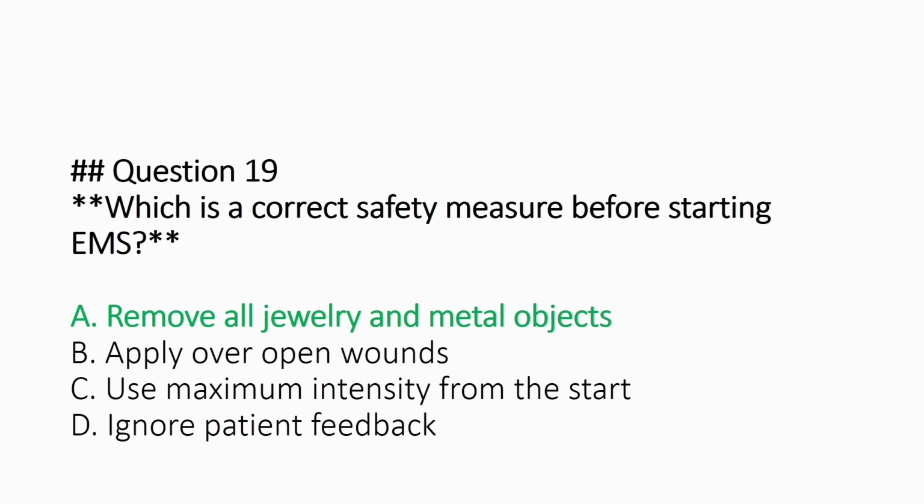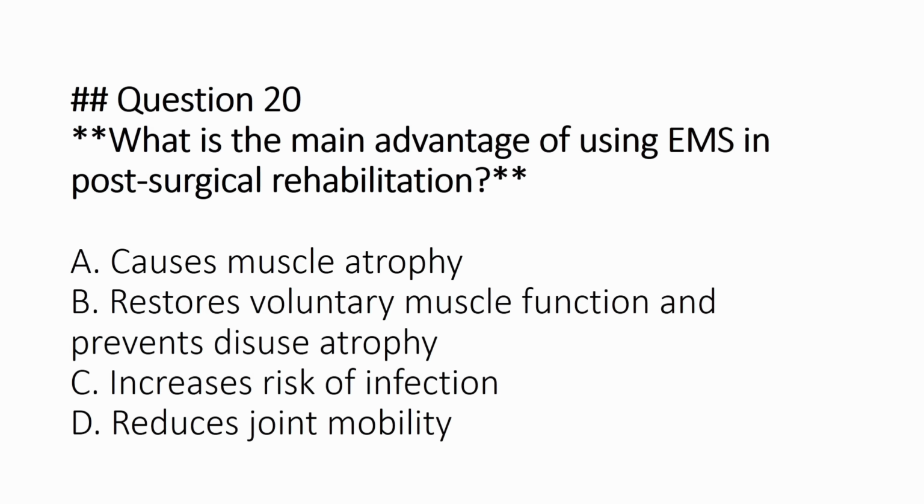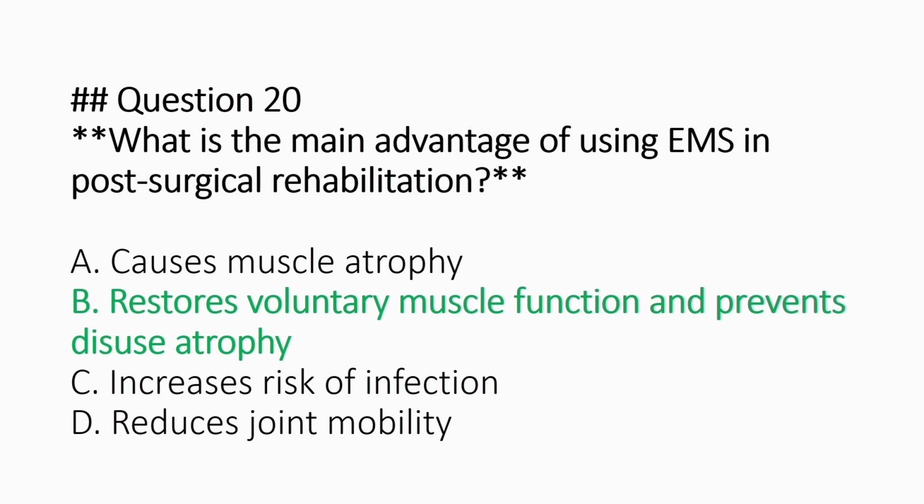Now let's move to question number 20. What is the main advantage of using EMS in post-surgical rehabilitation? Option A, causes muscle atrophy. Option B, restores voluntary muscle function and prevents disuse atrophy. Option C, increases risk of infection. Option D, reduces joint mobility. And the answer is option B, restores voluntary muscle function and prevents disuse atrophy.